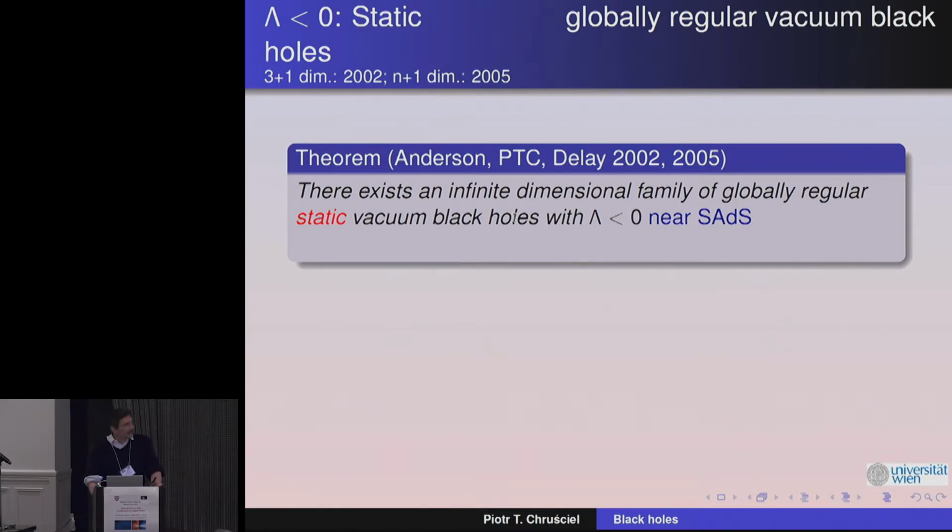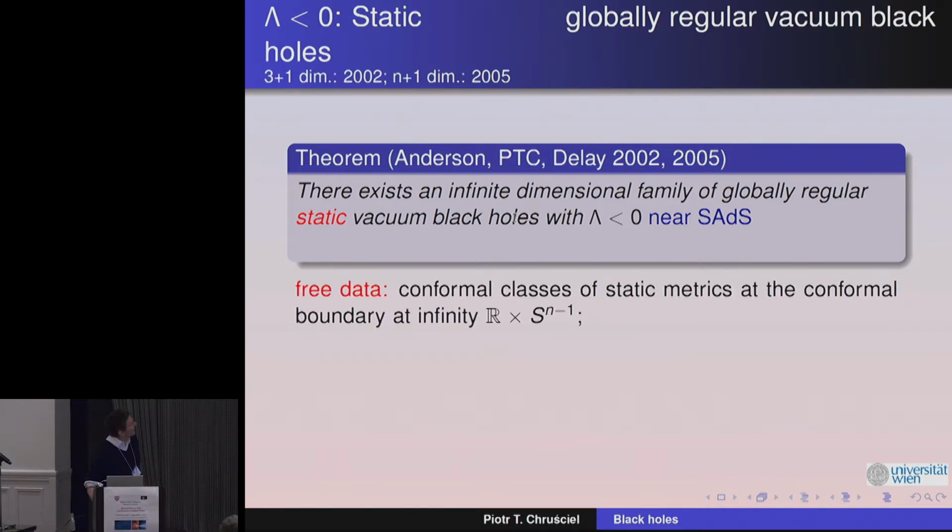Good. So now starts what was the original plan of my talk: negative lambda stationary globally regular vacuum black holes, or with matter fields. This is a theorem I proved with Mike Anderson and Erwan Delay some 15 years ago: there exists an infinite dimensional family of globally regular static vacuum black holes with negative cosmological constant near Schwarzschild anti-de Sitter, right? So when lambda equals 0, in the static case, it's Schwarzschild, period, if it's regular. Here, you have infinite dimensional families of solutions. And these solutions are driven by data at the conformal boundary at infinity.